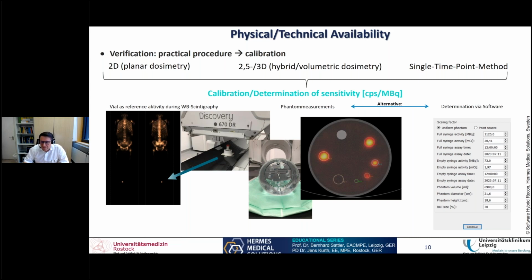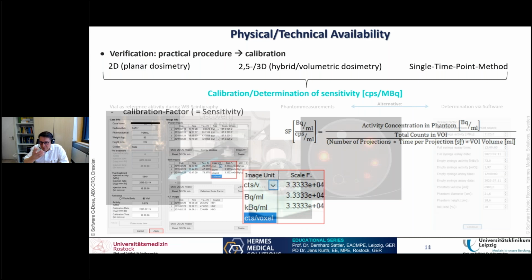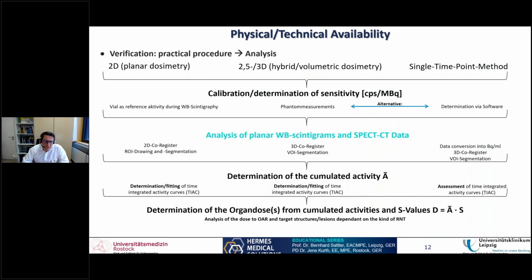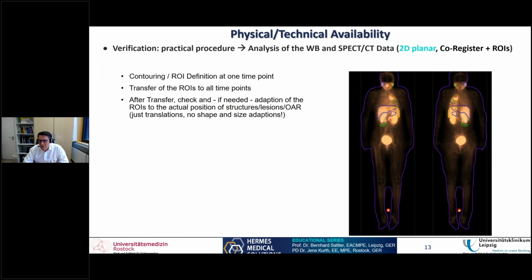If we do that at several time points over time. Here is just a short mention of how we calculate this factor, just for you to revisit if you want to see that later on. And then we are already with the analysis of the planar whole body scintigrams and SPECT data, depending on what we do, either 2D planar, 2.5 or 3D hybrid dosimetry.